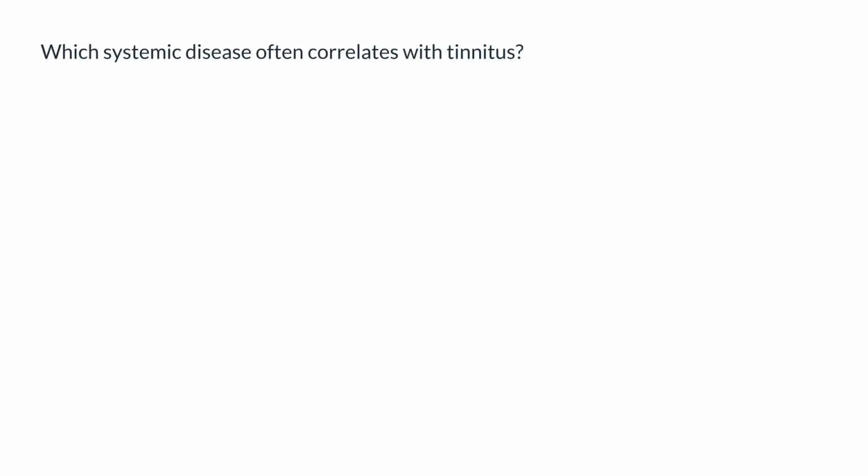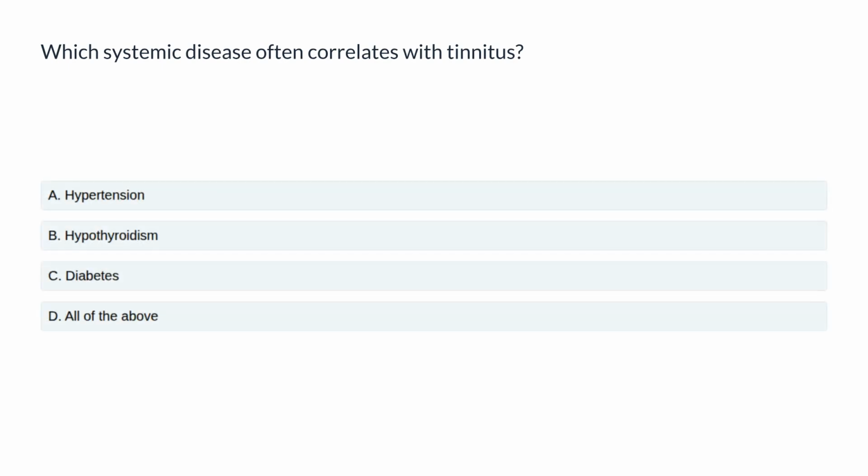Which systemic disease often correlates with tinnitus? A. Diabetes mellitus, B. iron deficiency anemia, C. rheumatoid arthritis, or D. hypertension?